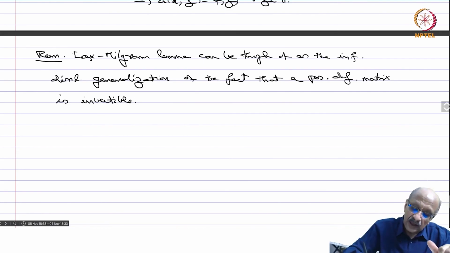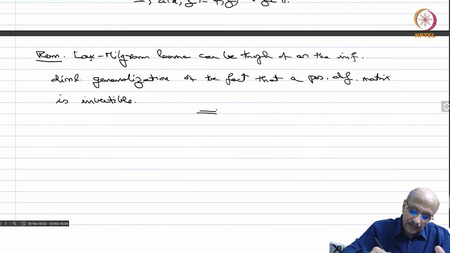Okay, and this is the cornerstone of the existence theory for elliptic partial differential equations, and it's also for numerical methods like the finite element method. The Lax-Milgram lemma is in fact a very useful tool.